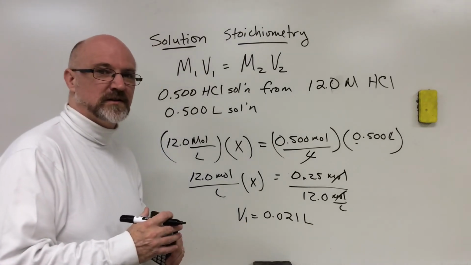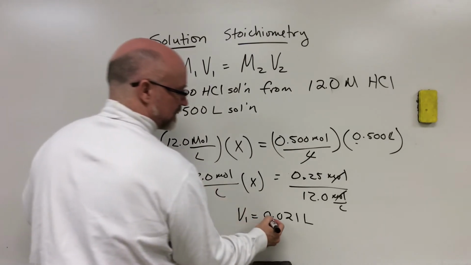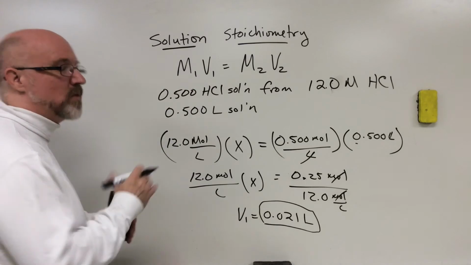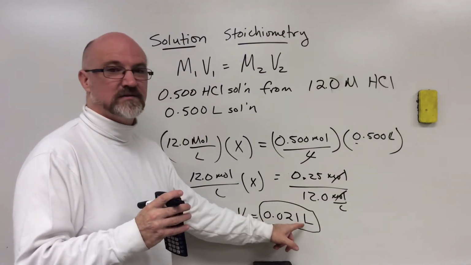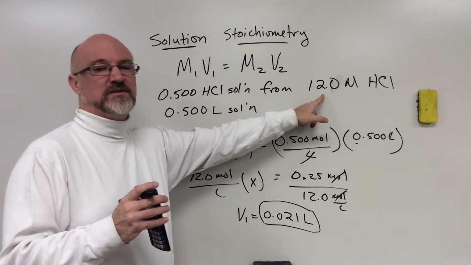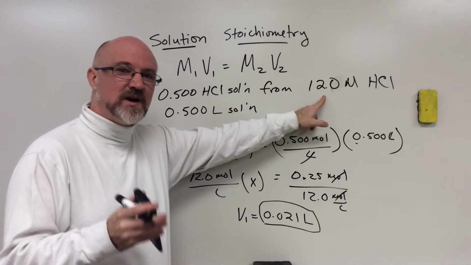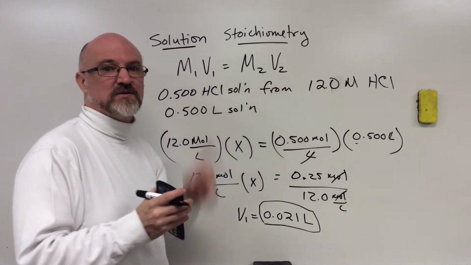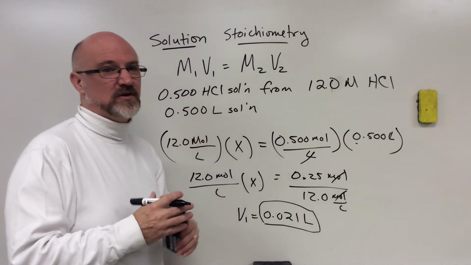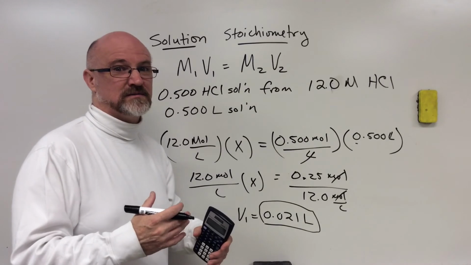Okay. So what do I do with that number? I'm going to take 21 milliliters of this original stock solution, and dilute it up to 500 milliliters with water. Of course, if we're diluting an acid, you always do what you oughta. You add the acid to the water.